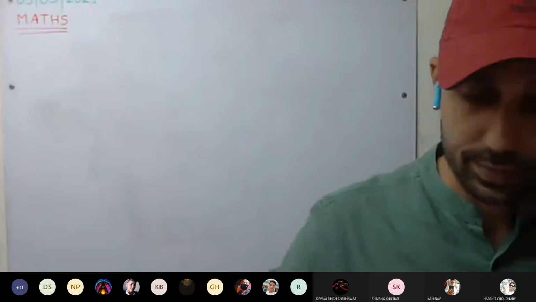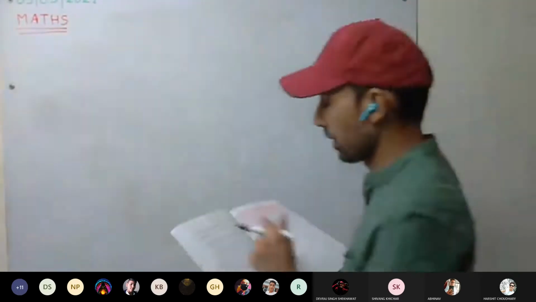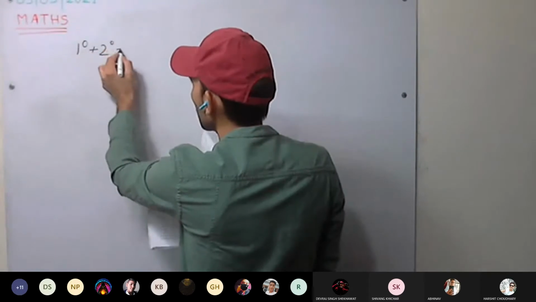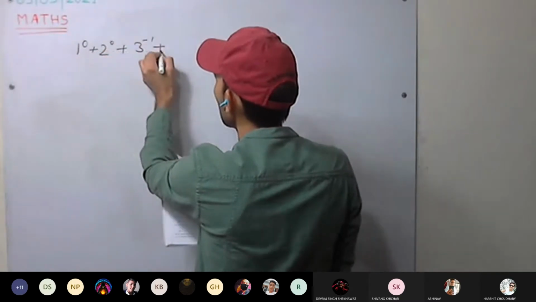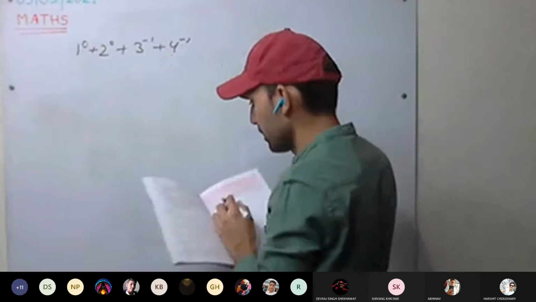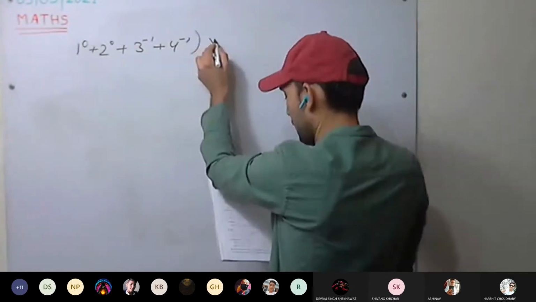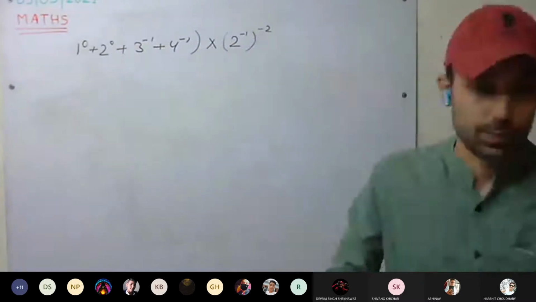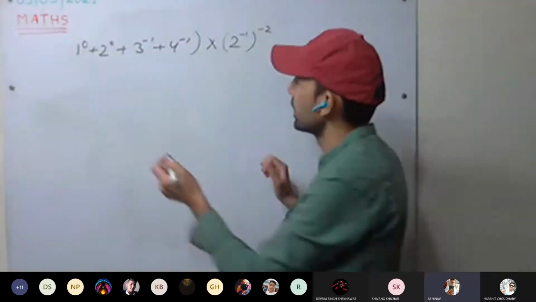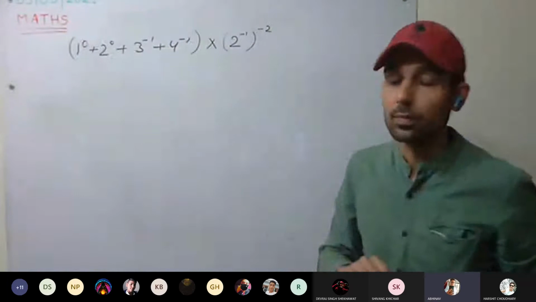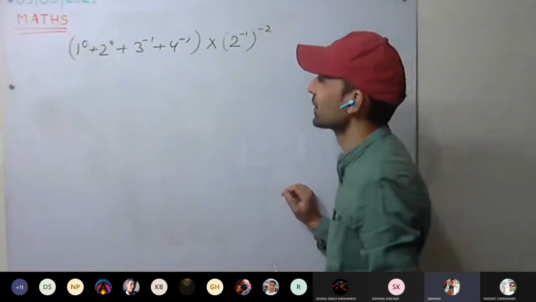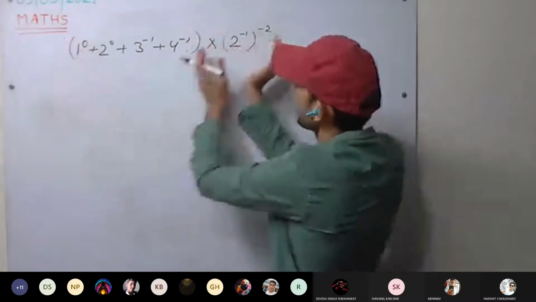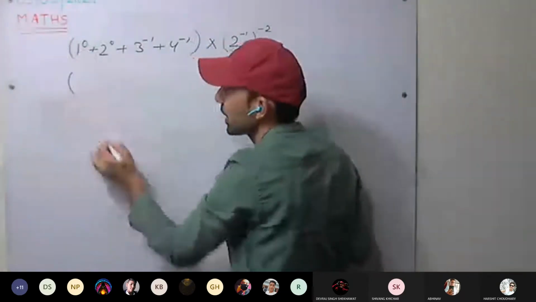Okay, so fifth one: 1 raised to power 0 plus 2 raised to power 0 plus 3 raised to power minus 1 plus 4 raised to power minus 1, into 2 raised to power minus 1 whole raised to power minus 2. Okay. Sir, we do not like brackets. Yes. Okay. This is clear. This is the question. So first we'll be solving within the brackets. Okay. So again put the bracket.